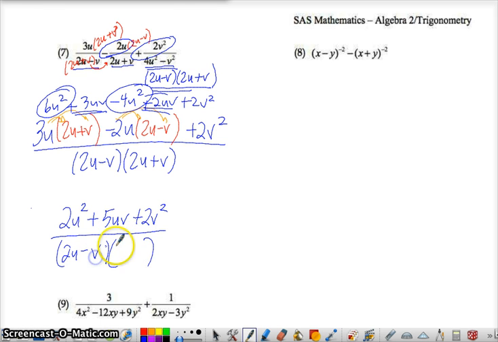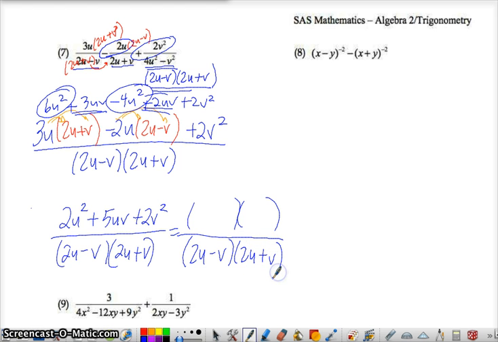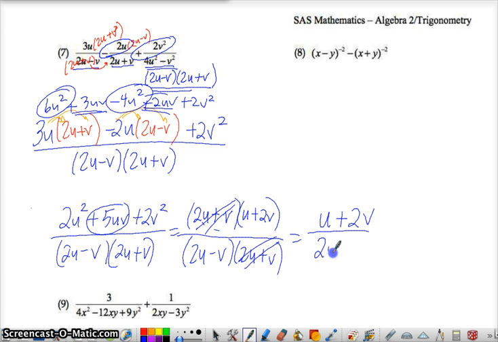Okay, the last thing you have to do is see if the numerator is factorable. And guess what? It is. So how do we factor the numerator? You put 2u plus v, u plus 2v. That gives me 4 and 1, which is the 5uv in the middle. And then what do you see? You have an identical parentheses, so we can cancel. So my final answer is u plus 2v divided by 2u minus v. Next video for the last two.